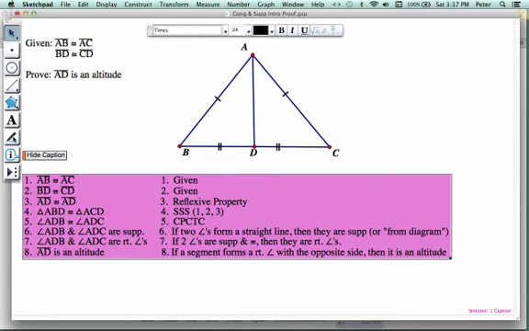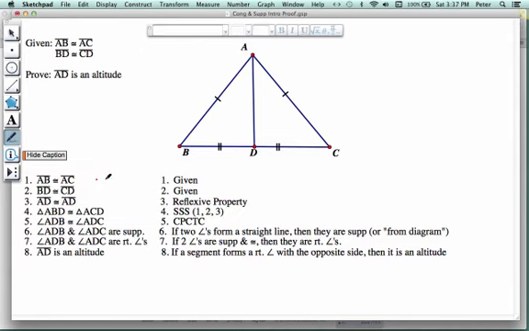From the givens, we know that AB and AC are congruent, BD and CD are congruent, and I can say that AD is congruent to itself by the reflexive property. This gives me that the two triangles ABD and ACD are congruent by side, side, side. So angle ADB is going to be congruent to angle ADC by CPCTC.